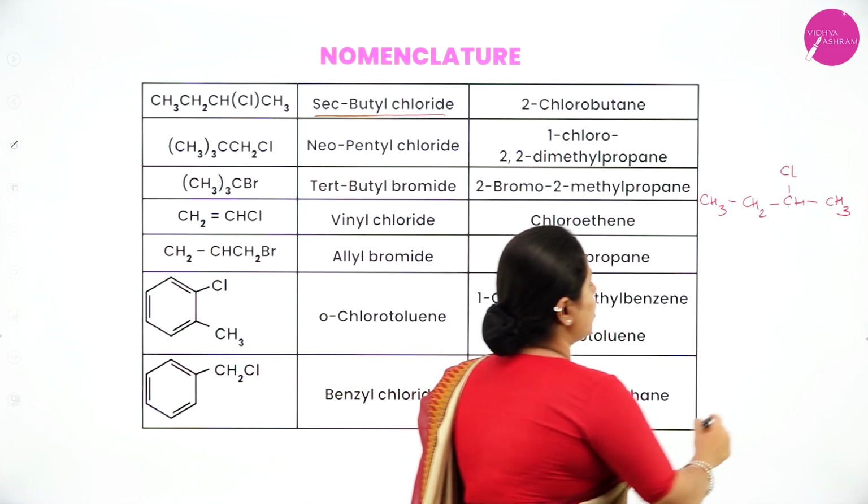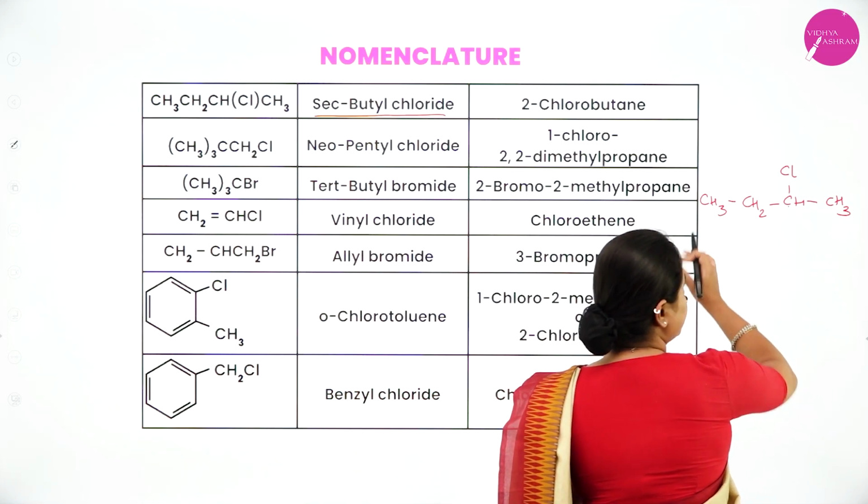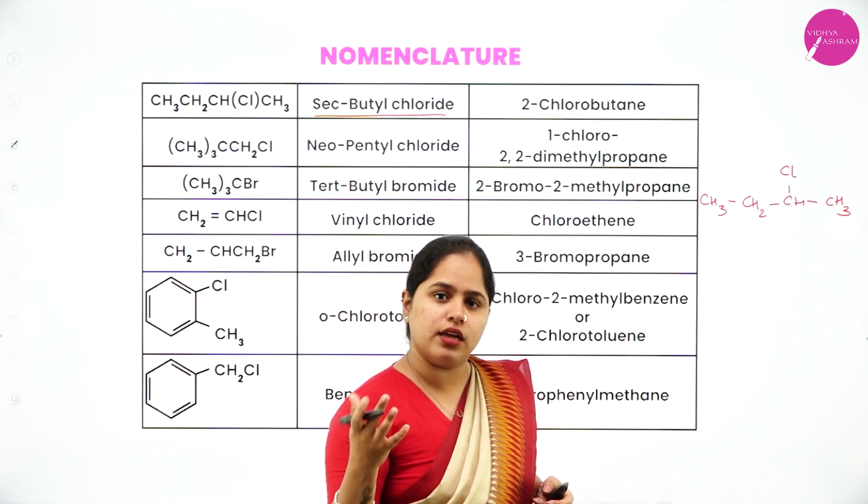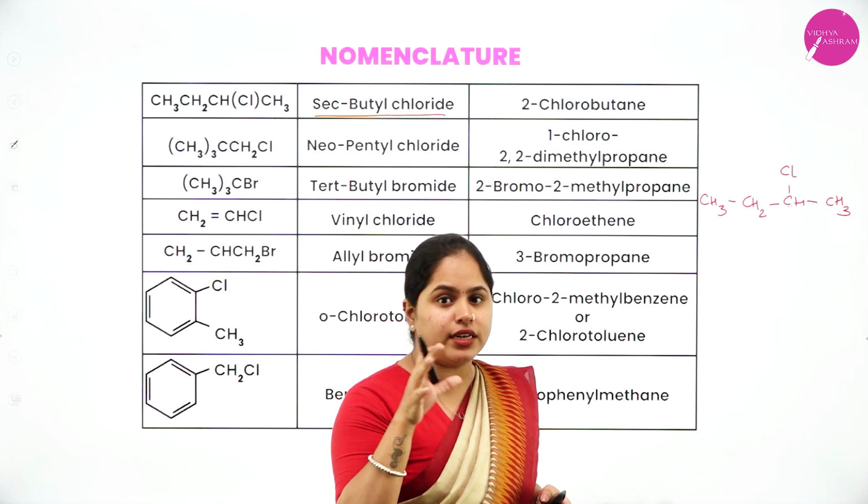Why is it butyl chloride? There are 4 carbon atoms. So, from which direction do I have to number? The constituent, or the branches, should get the least number while numbering it.